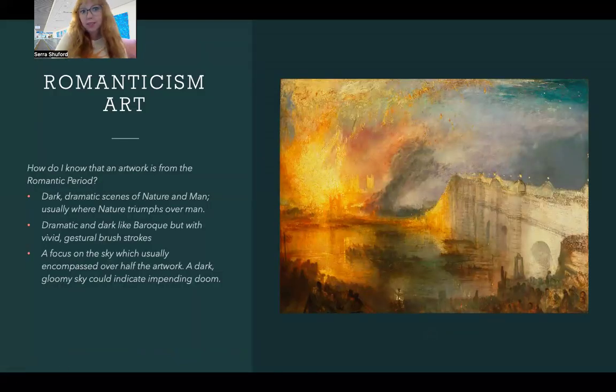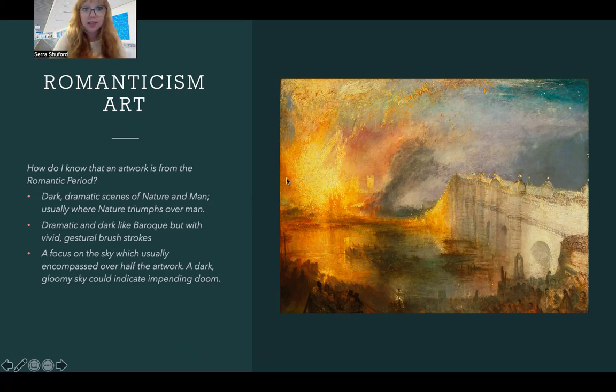In Romanticism art, we look for these dark, dramatic scenes of nature and man, usually where nature is triumphing over man. So, in this image here, this is William Turner's painting, and it's showing this blazing fire kind of overtaking this city over here in an exaggerated way. This is probably not exactly how this would have existed, but Turner is really well known for making these big, kind of scary doomsday-ish skies, and exaggerating natural elements like the fire.